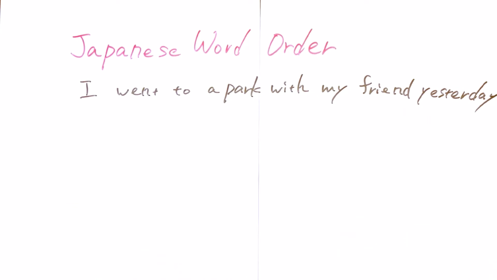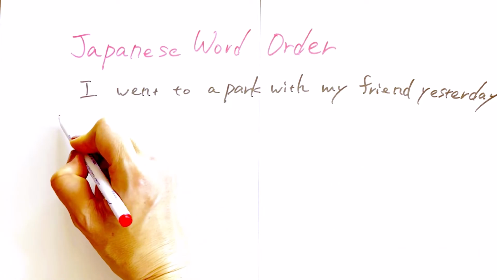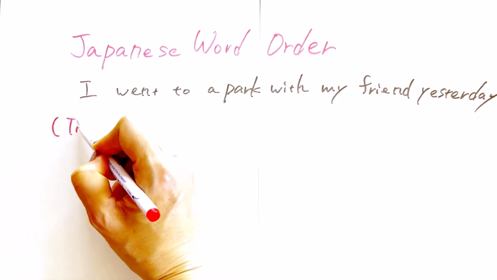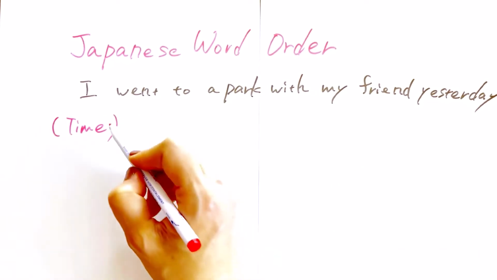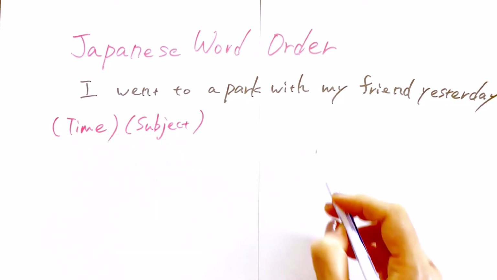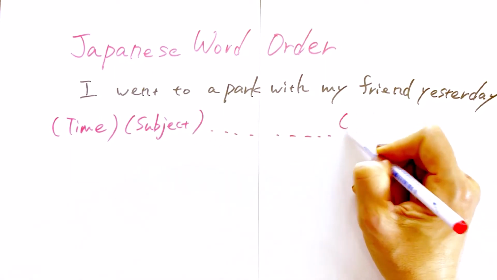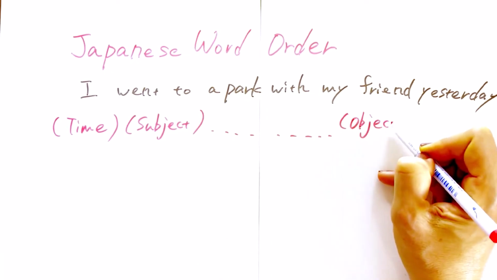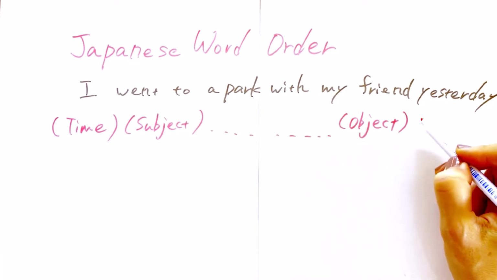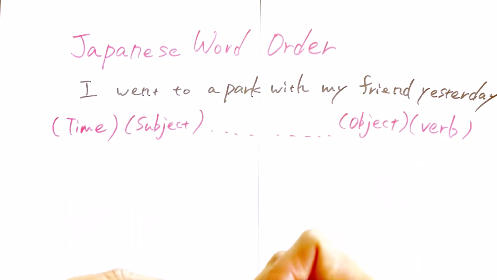Yes, so the Japanese word order, the general one, is: we say time expression comes first normally, and then subject, and then anything in the middle, and then normally object, and then lastly verb. So this is the Japanese word order. So if I change this English sentence into this Japanese word order, it looks like this.